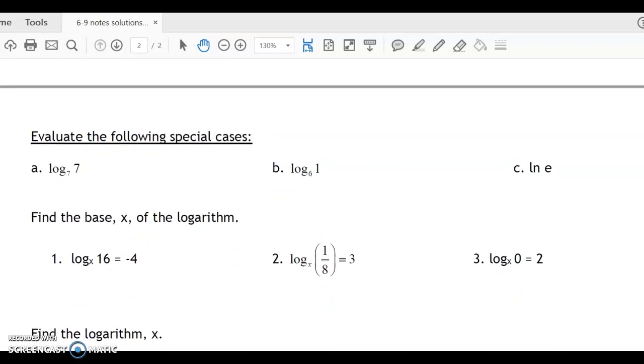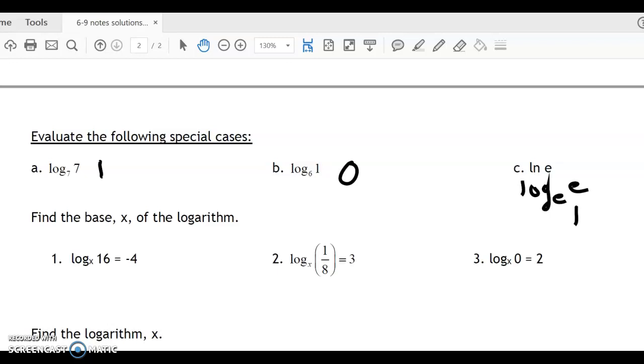Special cases. Log base 7 of 7. See if you can do this without actually rewriting it. And just think to yourself, 7 to what power is 7? 1. 6 to what power is 1? 0. Natural log of e. Well, remember, that's log base e of e. So that'd just be 1.